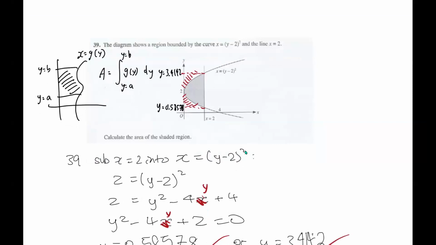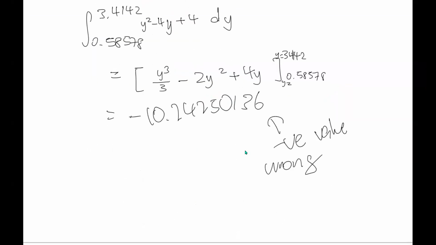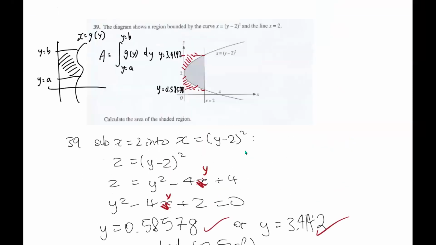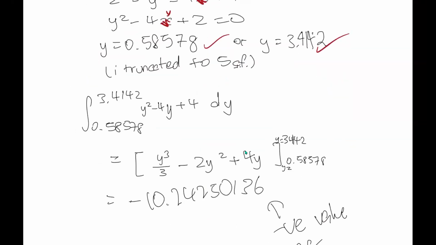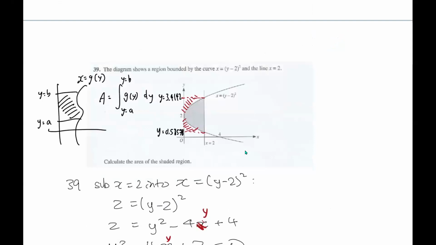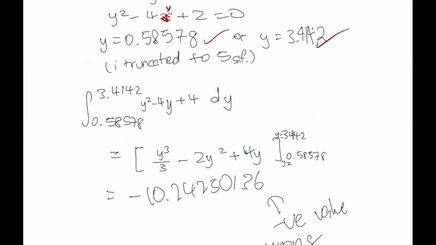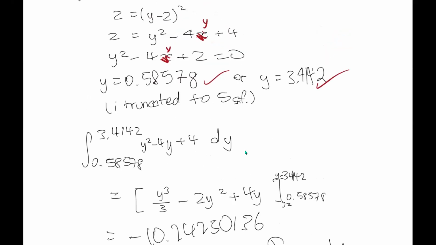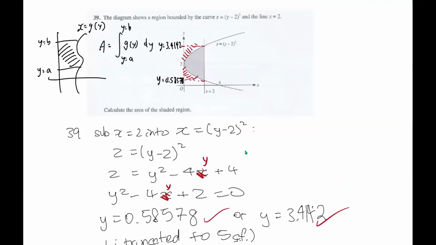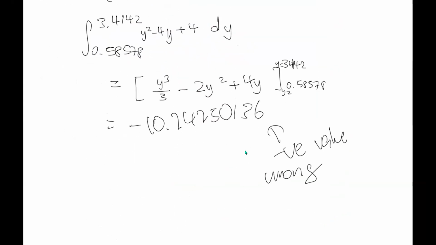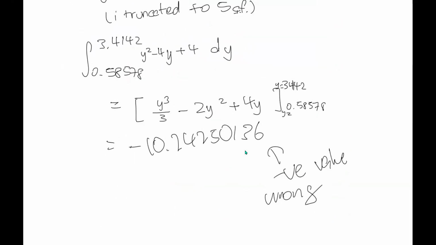X equals y squared minus 4y plus 4. You integrate this from 0.58 to 3.414. That will be subbing in the 3.414 and the 0.58. This should give you a positive value. Do you sub in wrongly? I'm not sure. Let me see.